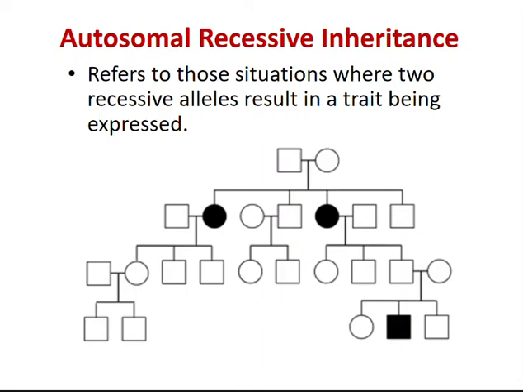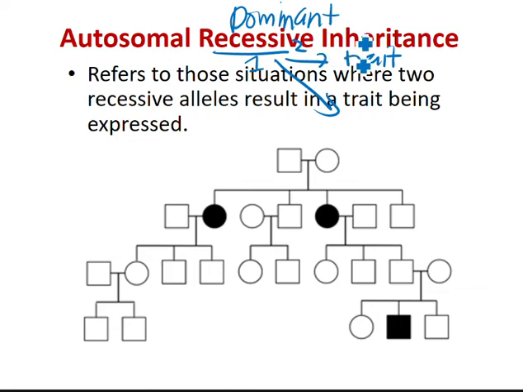So in this video, we're going to talk about autosomal recessive inheritance. This refers to those situations where you need two recessive alleles for that person to have that trait, to have that phenotype. Last time it was about dominant, where you need only one of the alleles. But now if you have two, then you will have the trait. Kalau hanya ada satu, then you are just a carrier. Two to have the expressed trait, one you are a carrier.